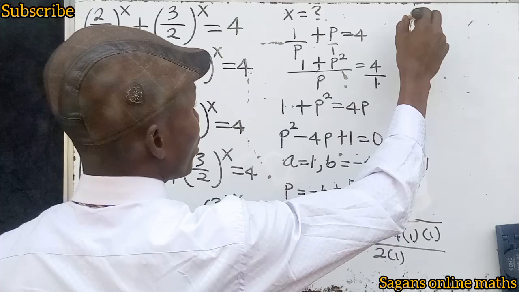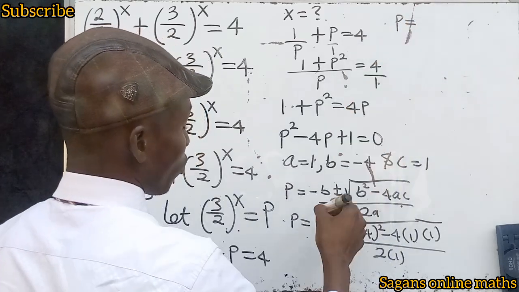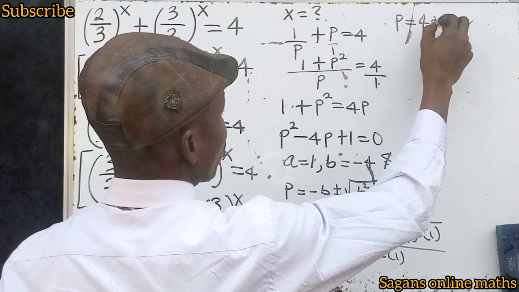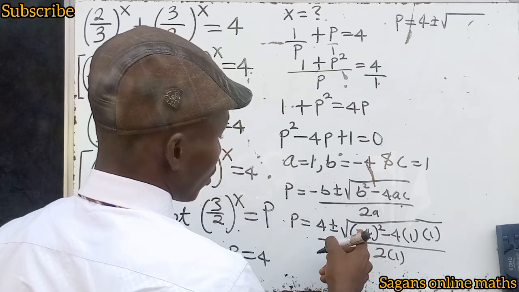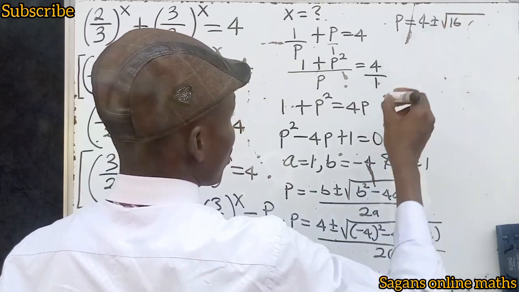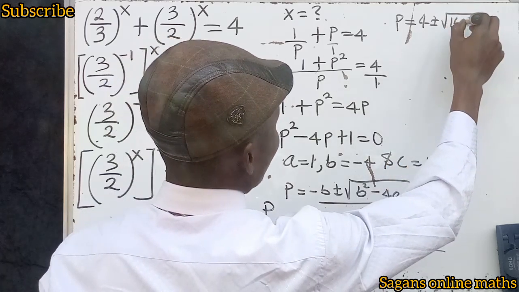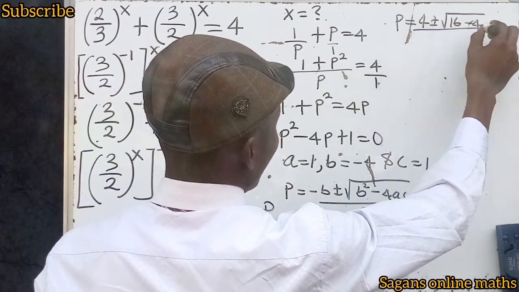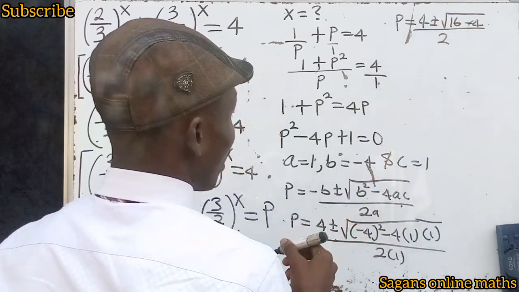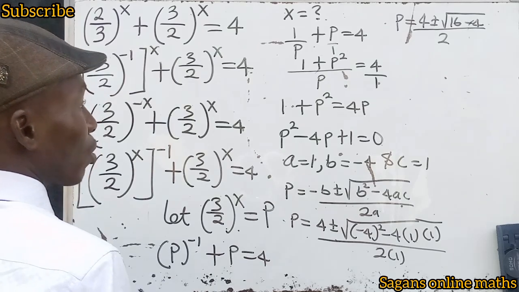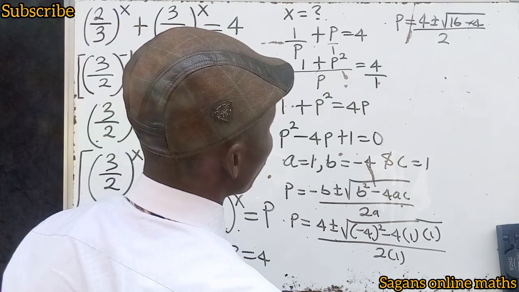Okay, so now P equals 4 plus or minus the square root of what? Now this will give us 16, because minus 4 to the power of 2 is 16. Minus 4 times 1, all this will become minus 4, divided by 2. Now let's see, 16 minus 4.